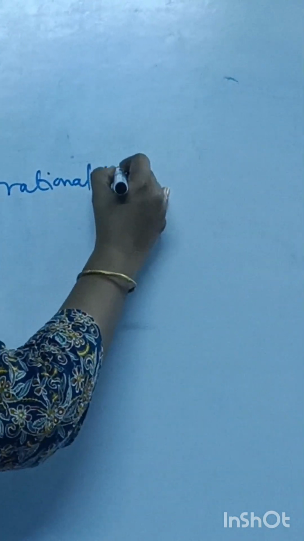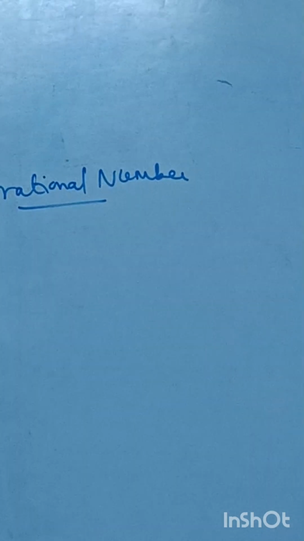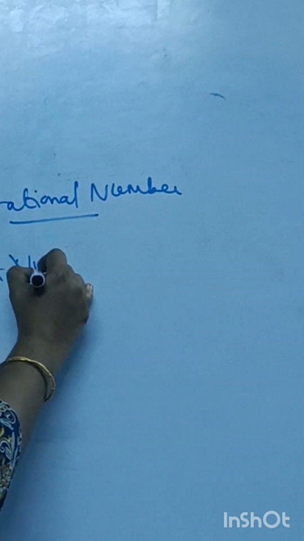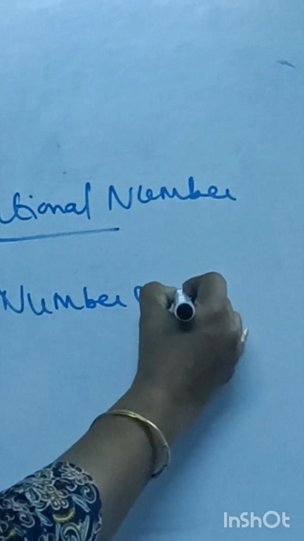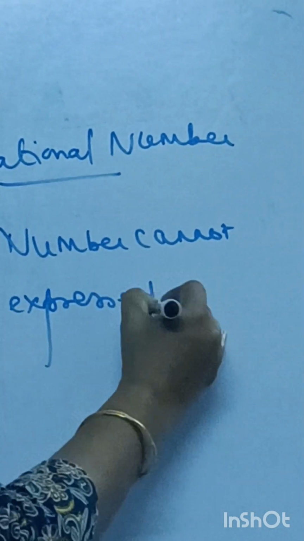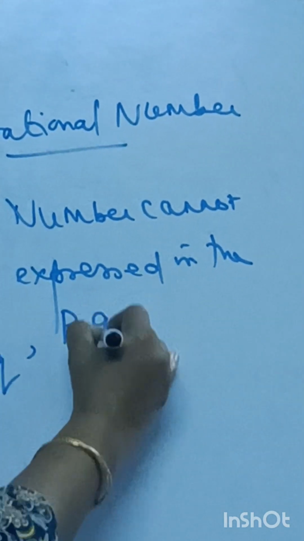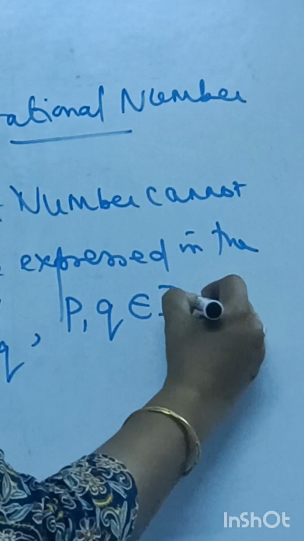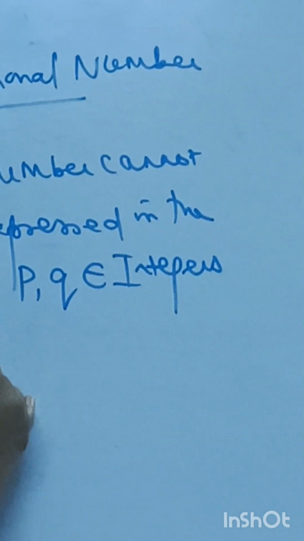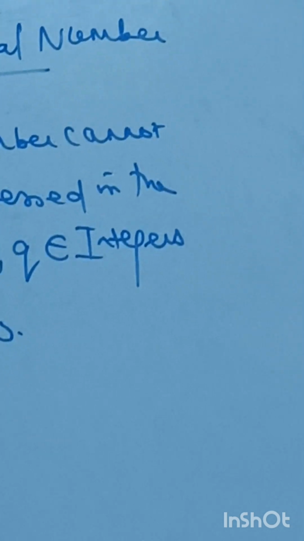We will see what is meant by irrational number. That is a number which cannot be expressed in the form of P by Q. Here P and Q belong to the set of integers and Q is not equal to 0. So such a number is called an irrational number.